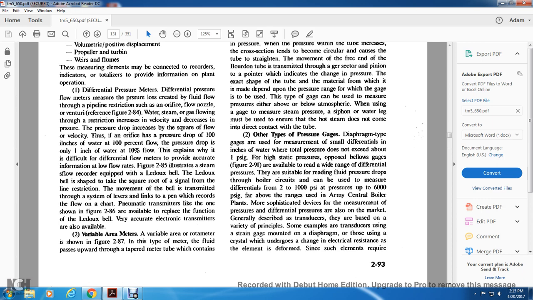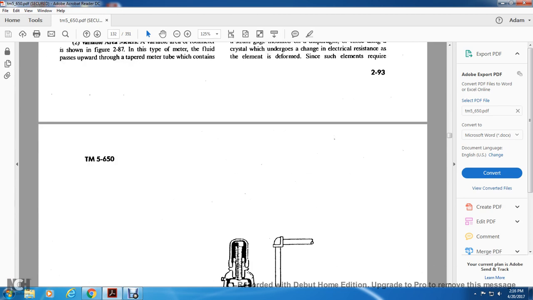For ranges above this, the Army central boiler plant must use a more sophisticated device for measuring differential pressure, and these are also on the market. In general, transducers are based on a variety of principles. Some examples are transducers using a strain gauge bonded to a diaphragm, and others using a crystal which undergoes a change in electrical resistance of the element.